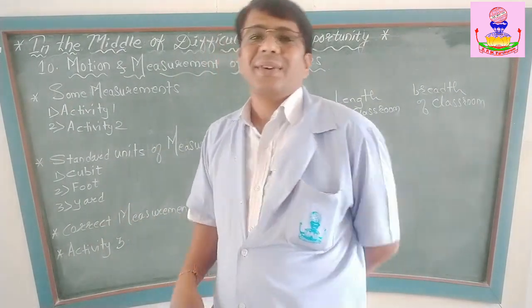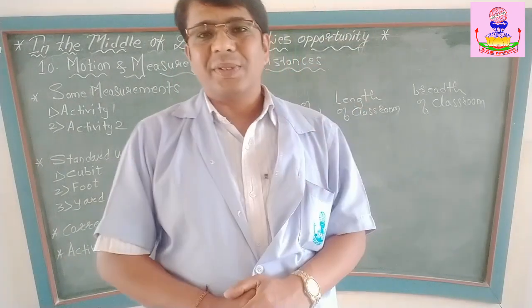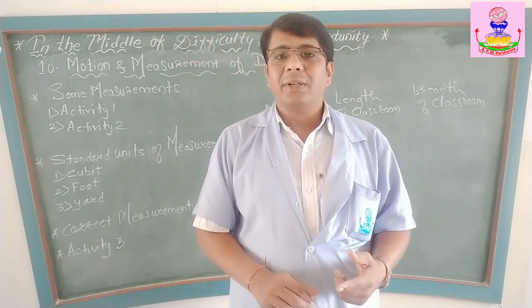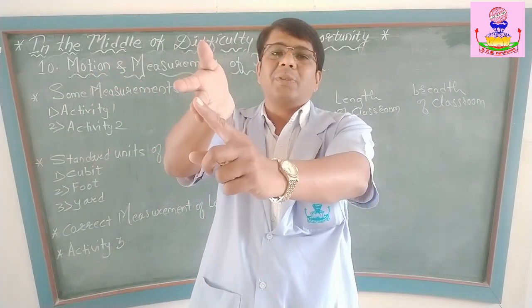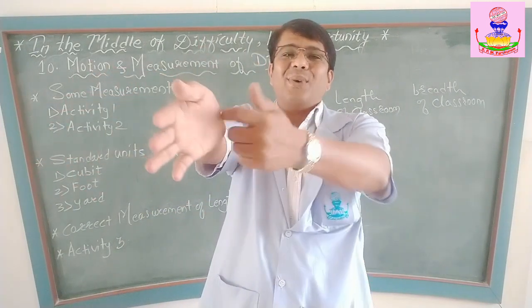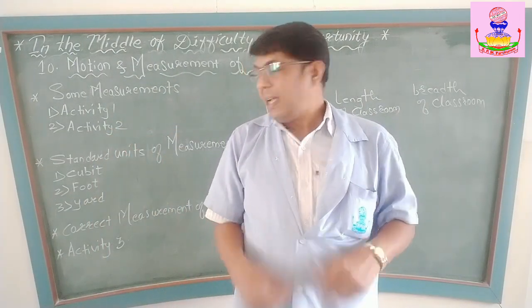Okay, so cubit, one of the units, was used in Egypt. And what is a cubit? A cubit is nothing but the distance from the elbow to the tip of the finger. That is called 1 cubit. Okay, so that is cubit.